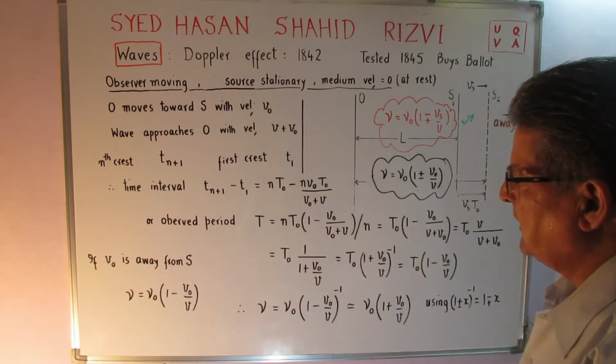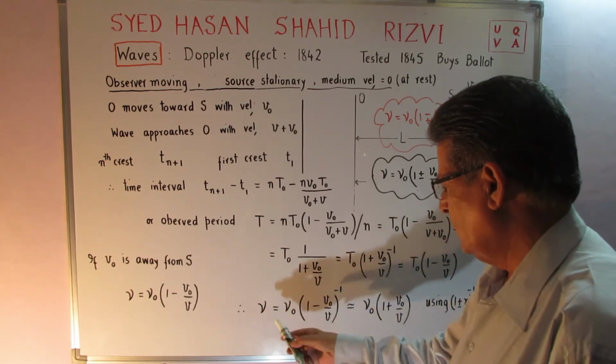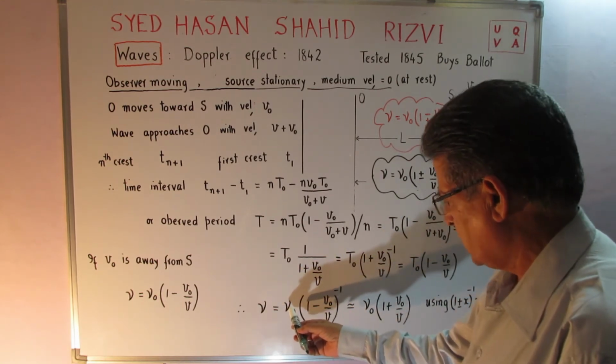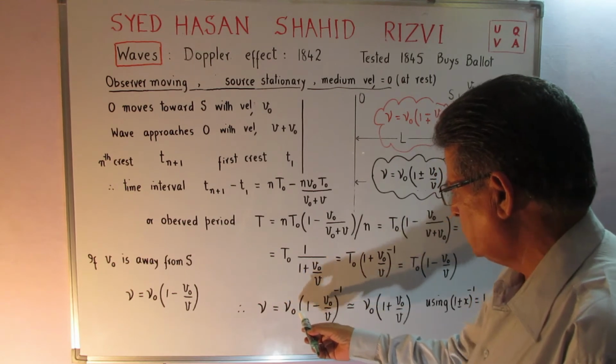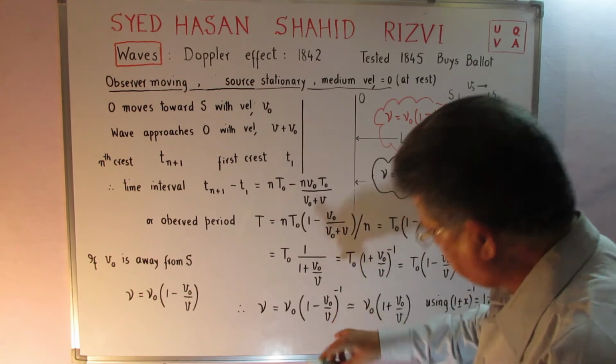Okay. So with that, now let us say that in terms of frequency. The frequency is equal to 1 upon time period. So nu will become equal to nu naught, and whatever result I have got here has to be inverted.